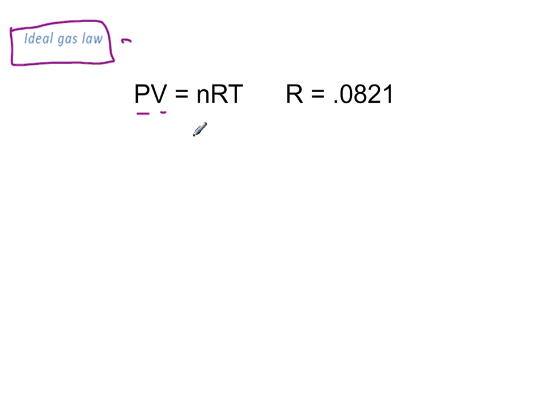You can't assume a gas is at STP on the AP exam unless they actually list it. So if you look here, this is pressure. It has to be in atmospheres. Volume has to be in liters. R is the constant right here, which is liters, atmospheres, moles, and Kelvin. And this is the constant they give you on the AP exam.